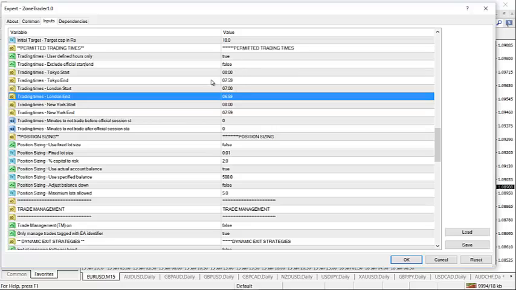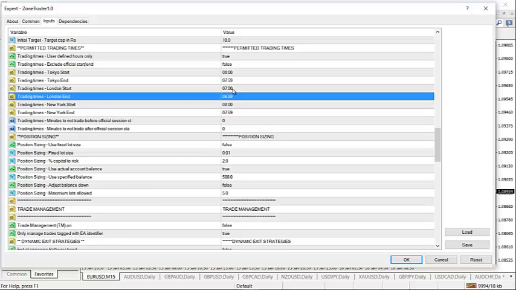At the moment you notice that, for example, Tokyo start and Tokyo end, so it actually ends before it starts, which means that trades can be placed at any time during the whole day, and this will override the London and New York start and end values. If any of these are for the whole day, then trades can be placed at any time.